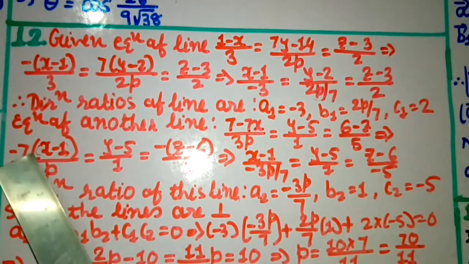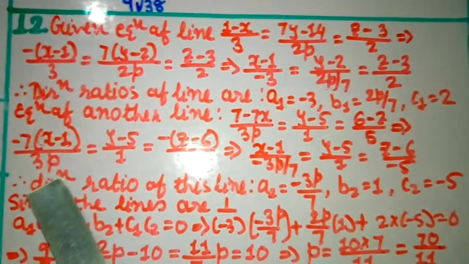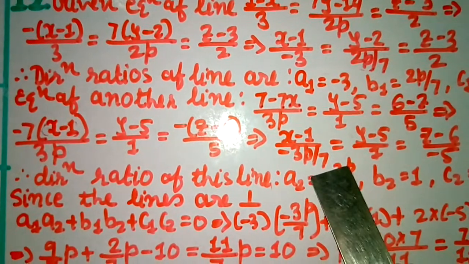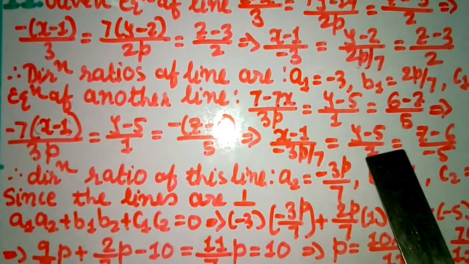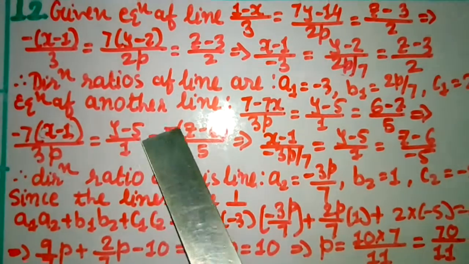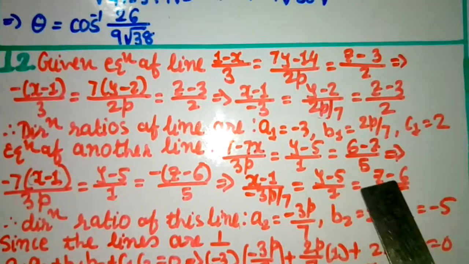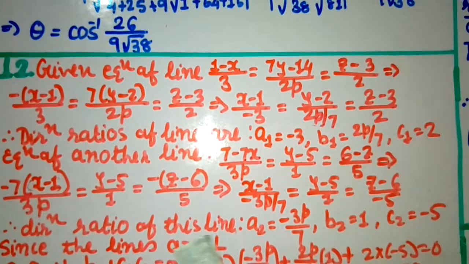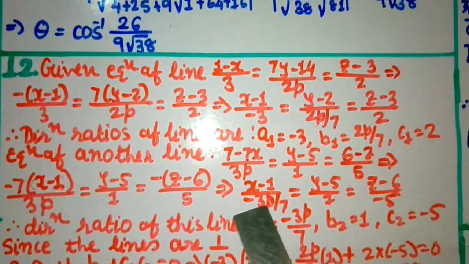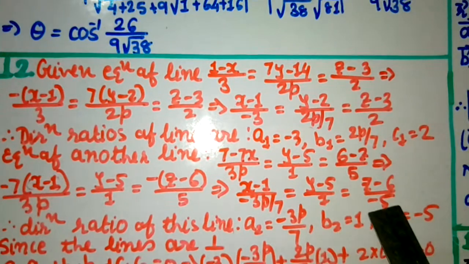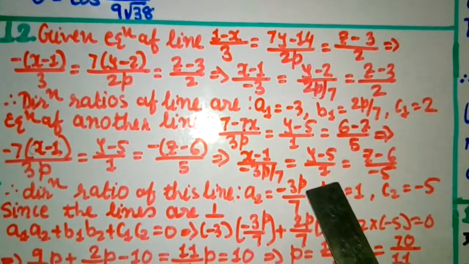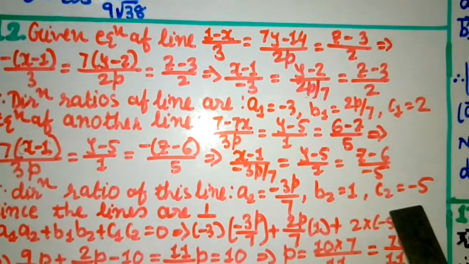This implies minus 7 is taken in the denominator. So what you get is x minus 1 by minus 3p by 7 equal to y minus 5 by 1, equal to, minus taken in the denominator, so we get z minus 6 by minus 5. That means the direction ratios of the line are, you call them a2, b2, c2. So a2 equal to minus 3p by 7, b2 equal to 1 and c2 equal to minus 5.